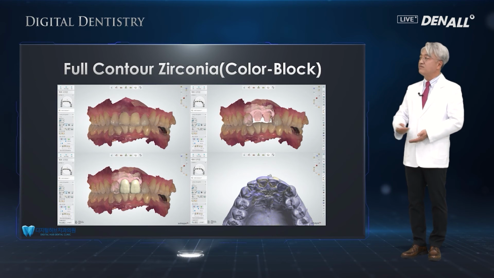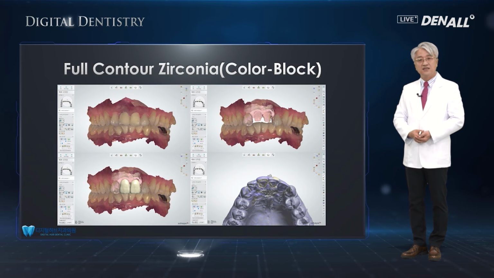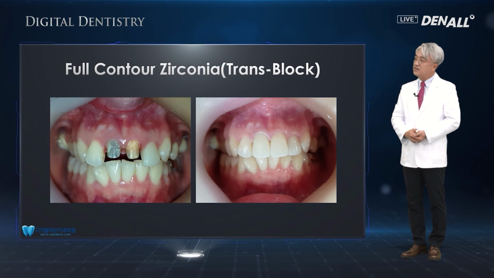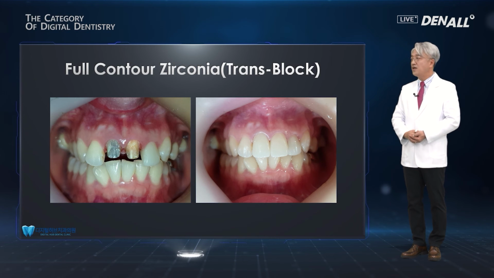So this is a color block case. First, using CAD, numbers 11 and 21 were designed on the upper side. This is the preparation and setting. With the trans block used on the anterior side, there was not much of a problem for me or the patient, and it even has a good, aesthetically pleasing result.